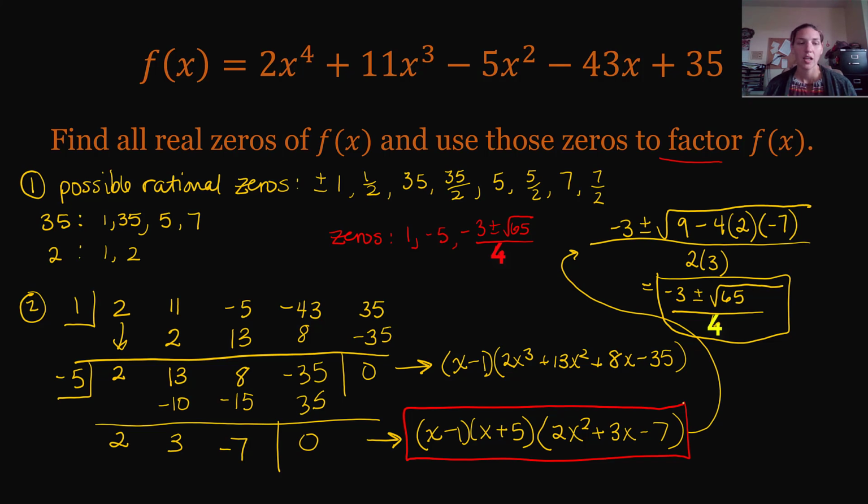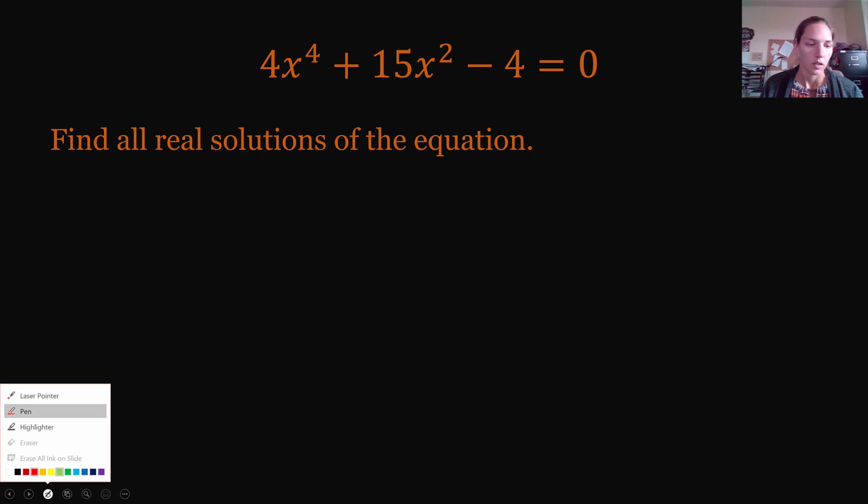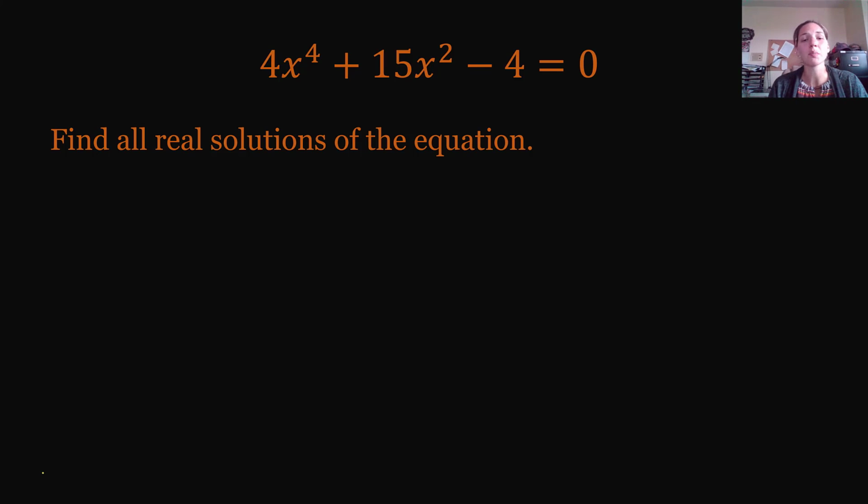So what's next? Find all real zeros of this equation, 4x to the fourth plus 15x squared minus 4. All right. So with this one, we're definitely missing pieces, right? We don't have an x cubed term, we don't have an x term, so when we do our synthetic division, that's going to matter. Let's see what the possible zeros are.